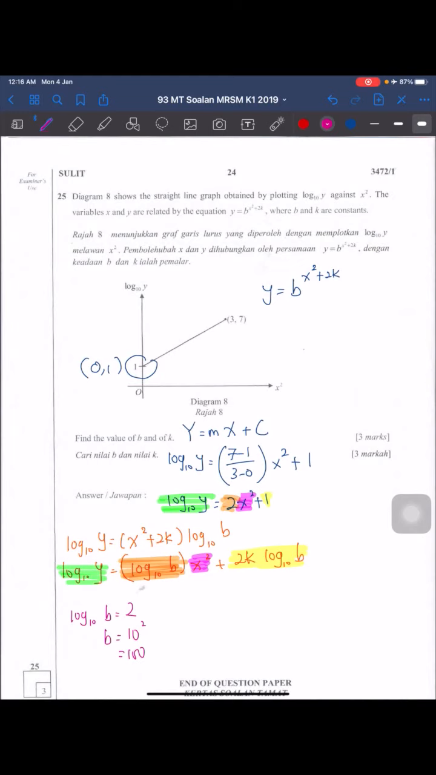Settle. Okay, next kita nak cari nilai K pula. So we know that 2K log tan B is 2 kan, sama dengan 1. Kuning dengan kuning. So ni saya ada 4K is equals to 1. So K is equals to 1 over 4. So dapat B is equals to 100, K is equals to 1 over 4.